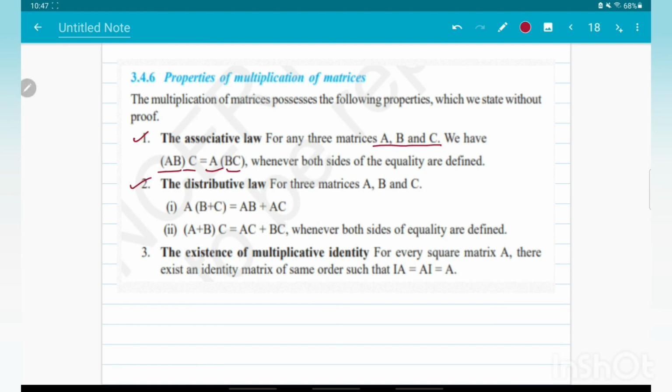Now the second one is the distributive law. Suppose I have again got three matrices A, B and C. Now when I add these two matrices B and C and I multiply with a third matrix A, then I can even write it as A into B plus A into C. Just like in the second one also, you can see when I add two matrices A and B and I multiply with the third matrix C, then it can be written as A into C plus B into C.